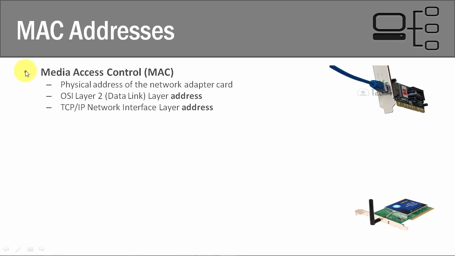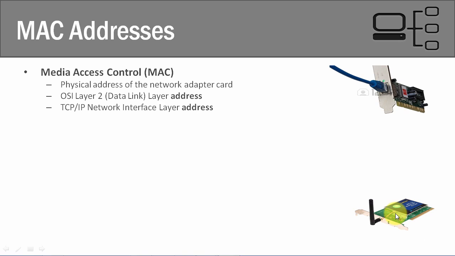So again, the MAC address is called the Media Access Control Address, and it's the actual physical address of the network adapter. And so what do I mean by the physical address? Well, I mean it's an actual unique number, such as a serial number, that's actually burned into the card itself. So on the actual network card, it's an address, such as a serial number, that's never going to change.